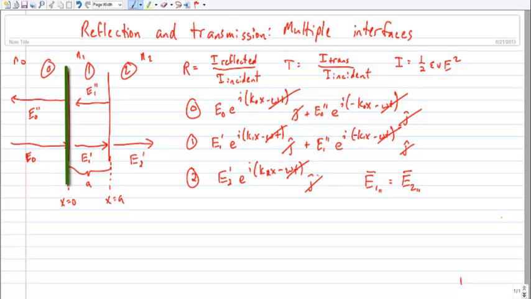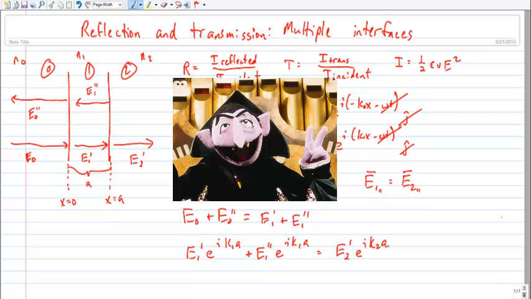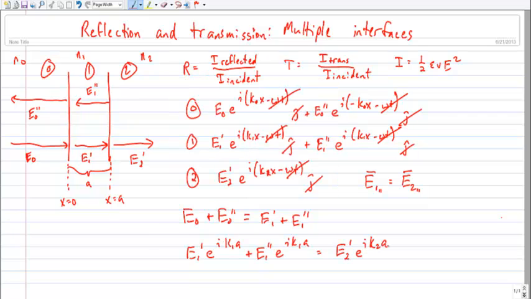That's indicated by x equals 0, so if we put x equals 0 into the fields for regions 0 and 1 and set their sums equal to one another, we get. Next up, we can use that same boundary condition, but at the boundary in between regions 1 and 2. There, we're not going to be so lucky as to have the exponentials fall off because x is going to be equal to a.